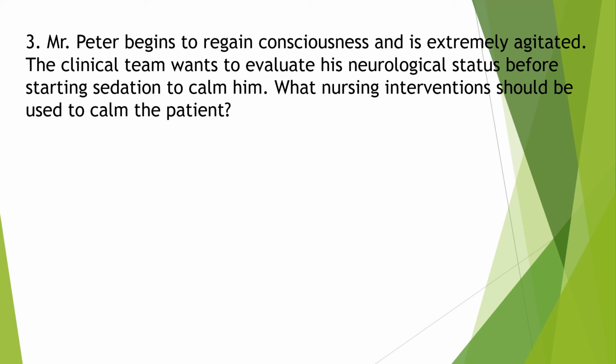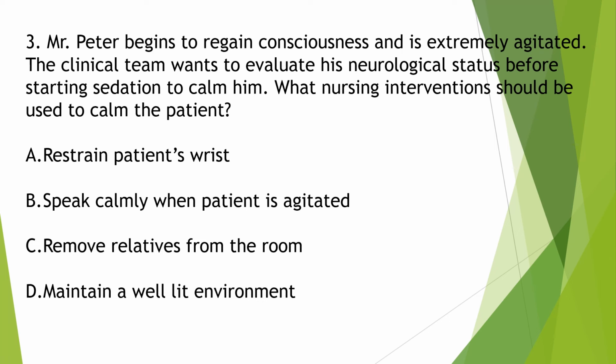Third question. Mr. Peter begins to regain consciousness and is extremely agitated. The clinical team wants to evaluate his neurological status before starting sedation to calm him. What nursing intervention should be used to calm the patient? Options: restrain patient's wrists. It should not be done because again the patient will be agitated. Speak calmly when patient is agitated. That can be done. Remove relatives from the room. Again the patient will be nervous. Maintaining a well-lit environment. That is not related to this agitation.